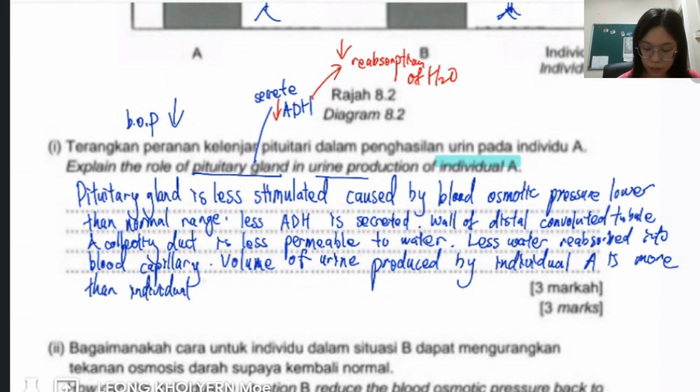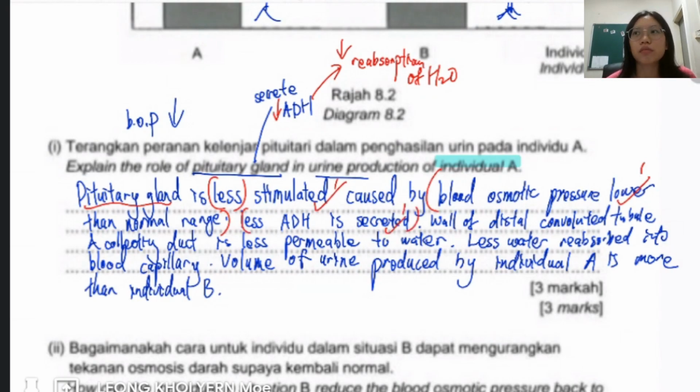Alright, so first of all, it's basically talking about what happened to the pituitary gland. It is less stimulated since it is caused by a lower than normal range blood osmotic pressure. So this is one mark right here, one mark right here. When the pituitary gland is less stimulated, because its normal role is to secrete ADH, but now less already, so lesser ADH is secreted.